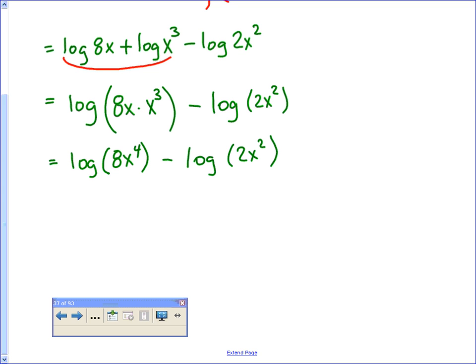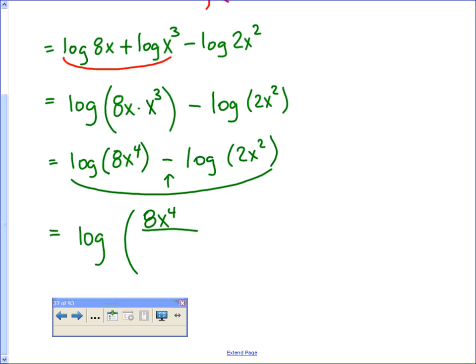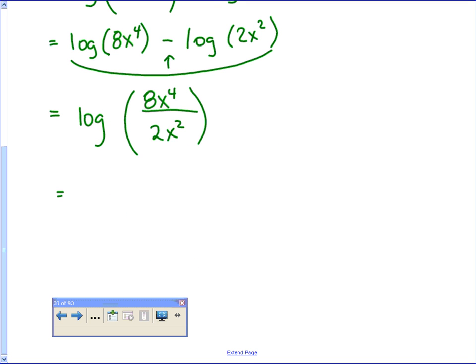Okay. Now once I'm there, we've got subtraction. So subtraction allows me to get these two together, writing a single log using division. So 8x to the fourth over 2x squared. Okay, and now from here I just need to simplify, and I've reached my goal, which is writing it as a single logarithm once I simplify. So it's 4x squared is how that simplifies, and that's it.